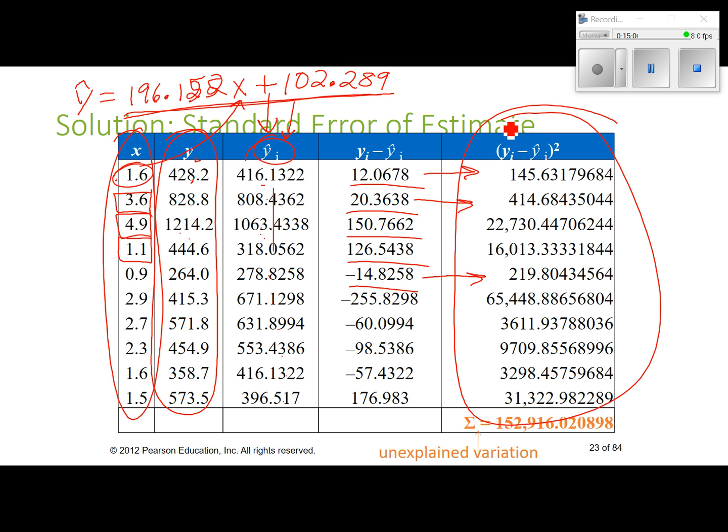So this one is 152,916.020898. Why the book didn't round that off a little bit, I have no idea. I would probably have rounded that off to like 152,916, and I would have been good with that. Now, if you're doing something major and you have to be real precise, then that's fine. For what we're doing, I'm just worried about you understanding or having some idea what each of these things mean and how they are found.